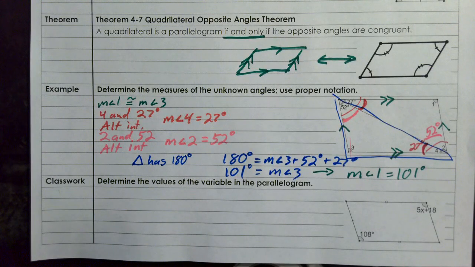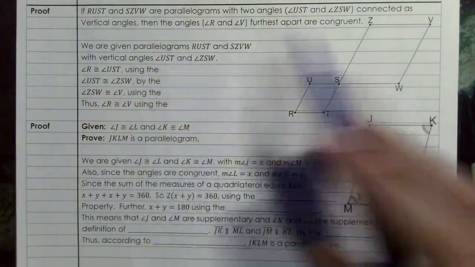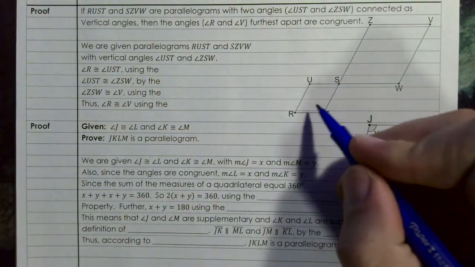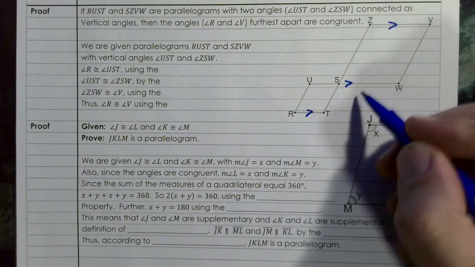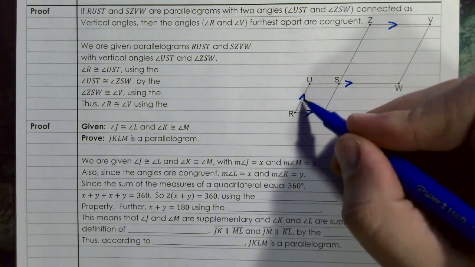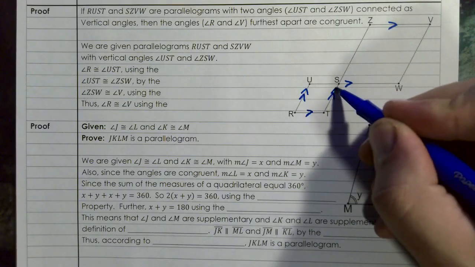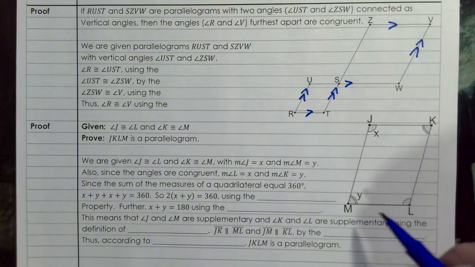And that's done. All right, we're going to do a couple proofs just to remind ourselves of some of that stuff. We've got RUST and this other figure, which are parallelograms, so we know that these lines have all got to be parallel. So these two are parallel, these two are parallel. And we know that these lines are all parallel.